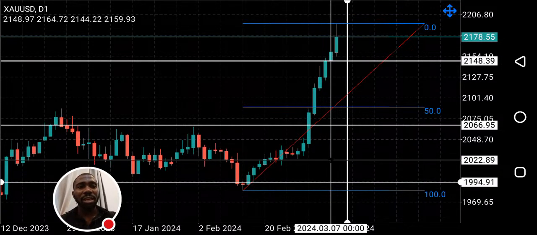Calculate the risk. If you set your stop loss at this level, the risk is as high as 900 pips. Why would you want to take a risk of 900 pips on a trade? So it will not be wise to buy gold.